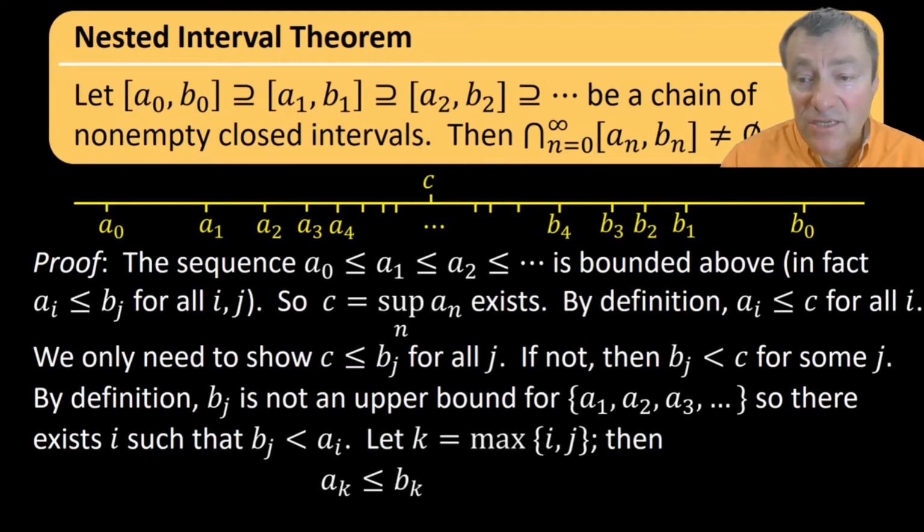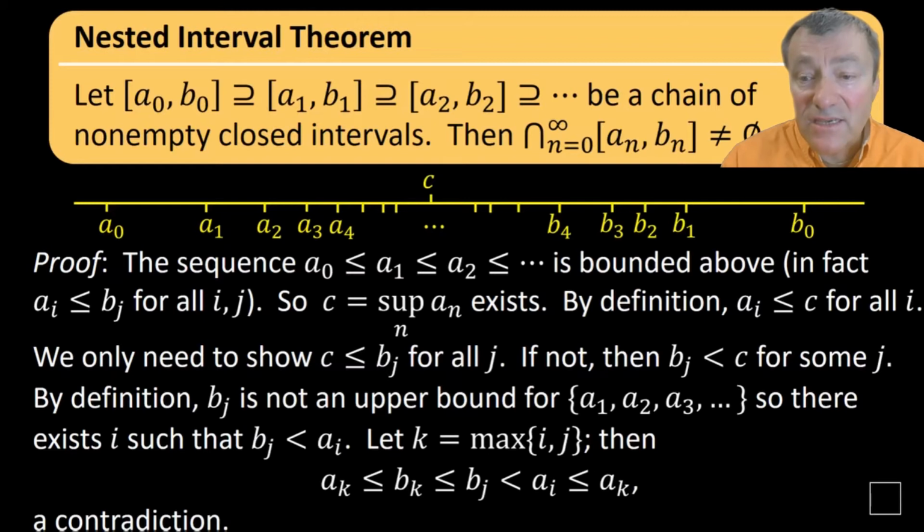Now to get a contradiction, just take k to be the maximum of i and j. Then a_k is less than or equal to b_k, which is less than or equal to b_j, which we're assuming is less than a_i, which is less than or equal to a_k. And that's our contradiction. Look, a_k would be less than a_k, contradiction. So that must mean that the theorem holds.